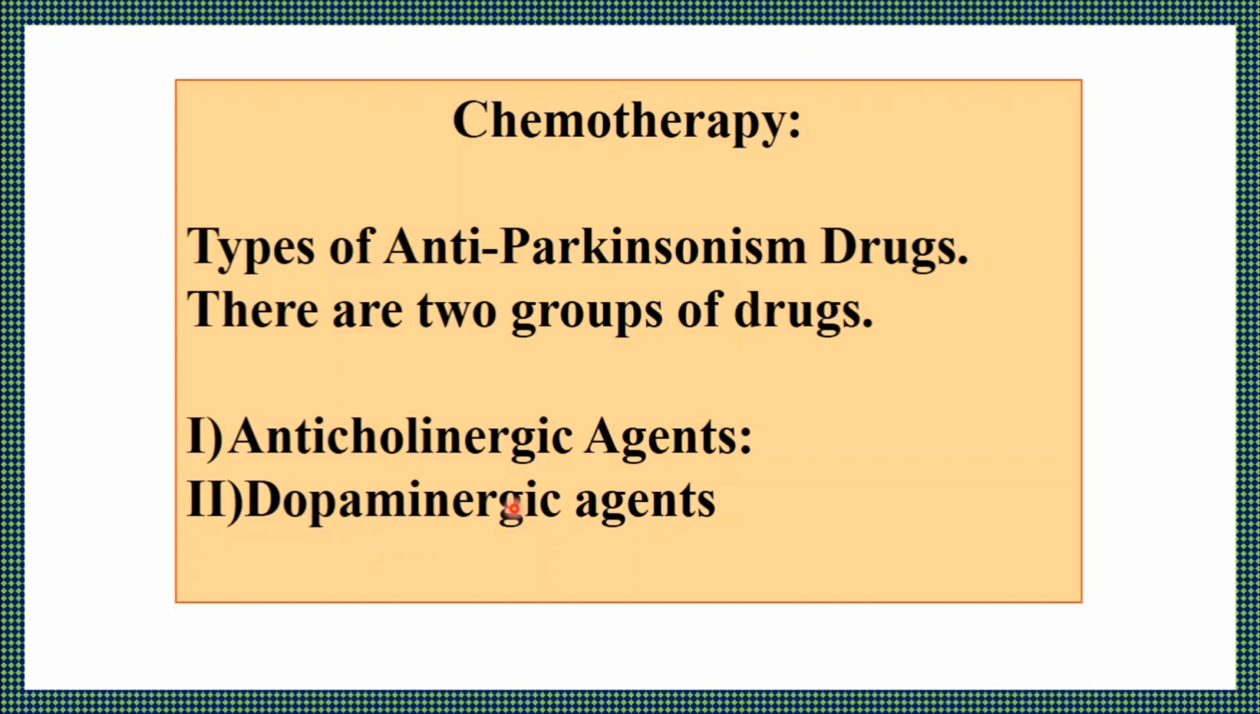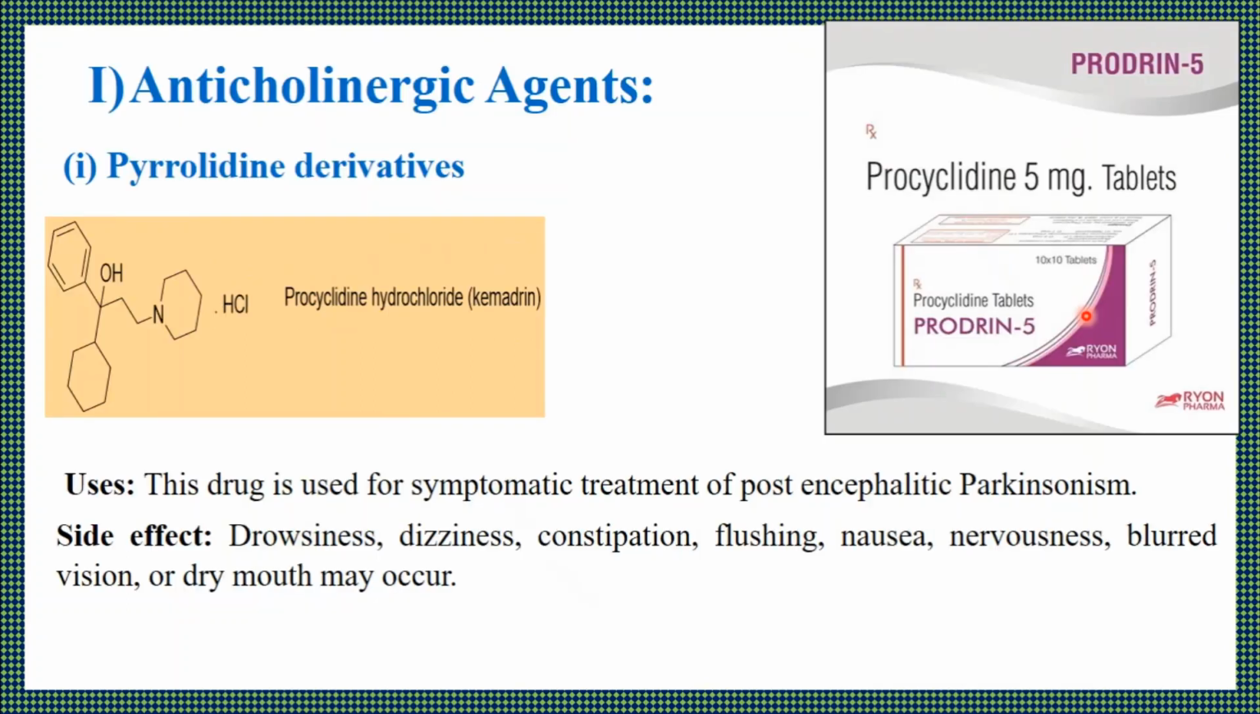So this is about chemotherapy, anti-Parkinson drugs. There are two types, that is anticholinergic agent and dopaminergic agent. So we'll see one by one.